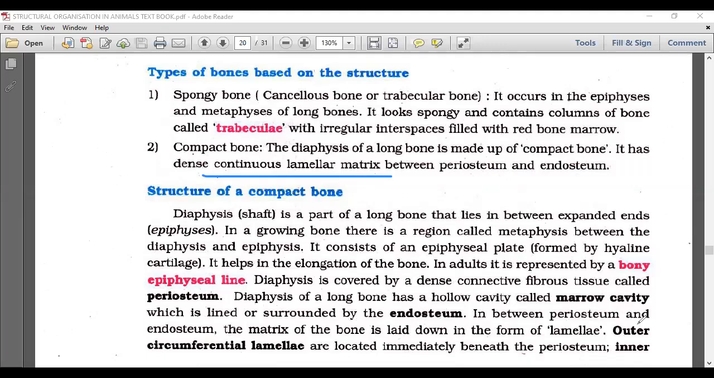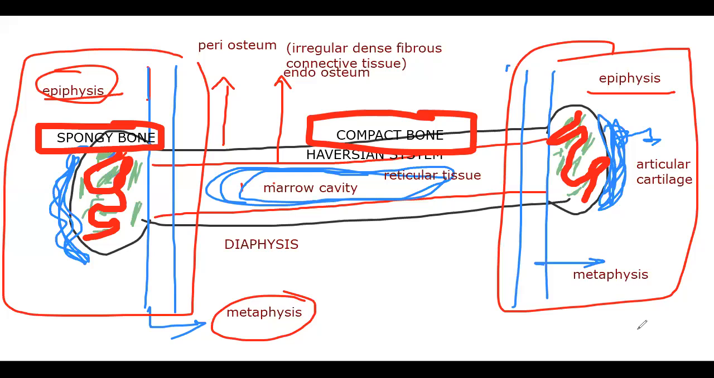Okay, that place I have to show you. That place we call the Haversian system. The compact bone is an example for that particular Haversian system. The continuous lamellar matrix present between the periosteum and endosteum can be considered as the Haversian system. So in the next class, we are going to discuss the Haversian system in the case of human beings. Okay.